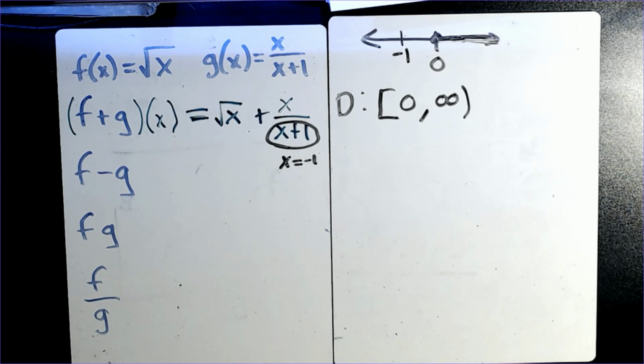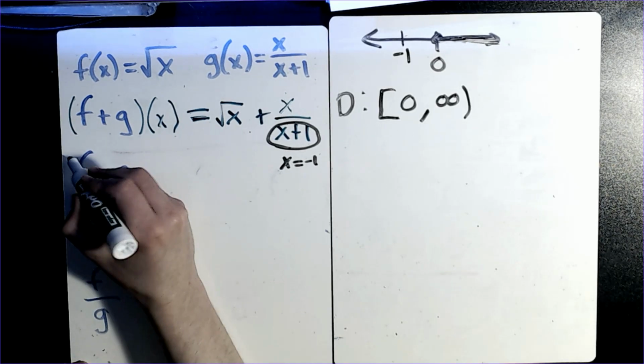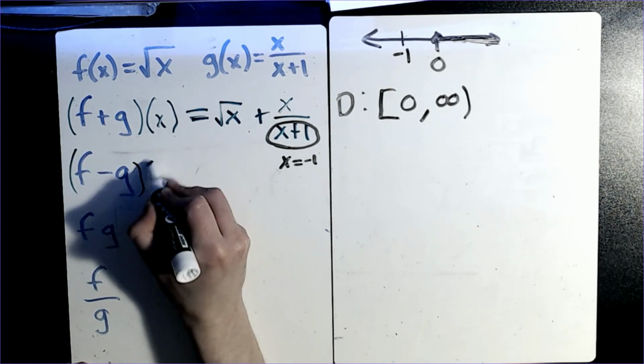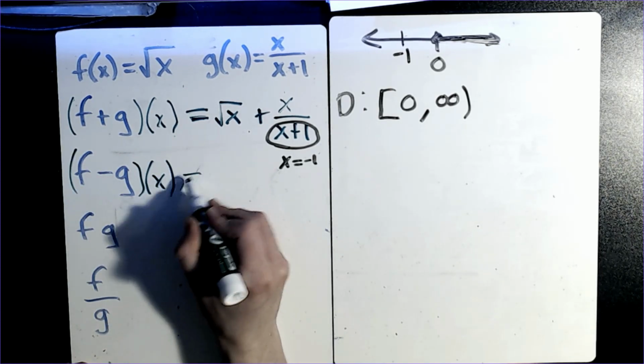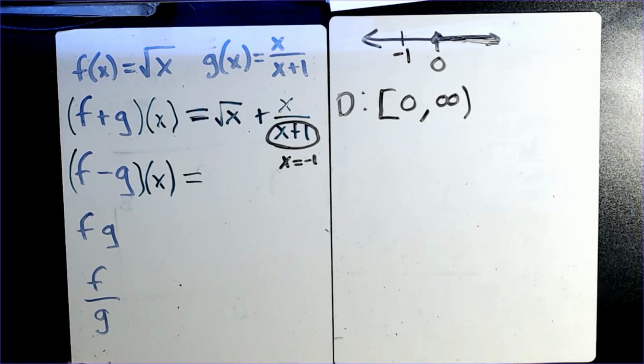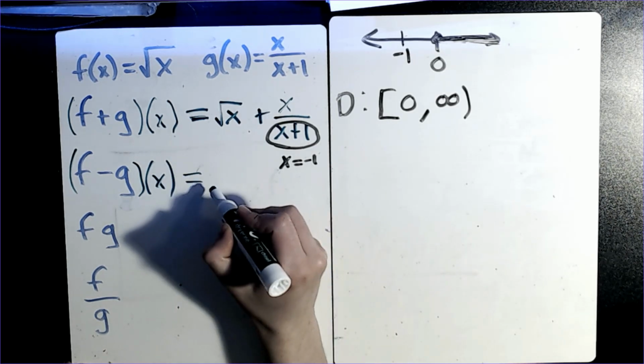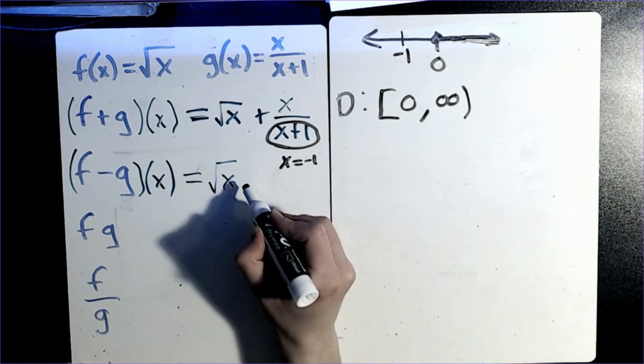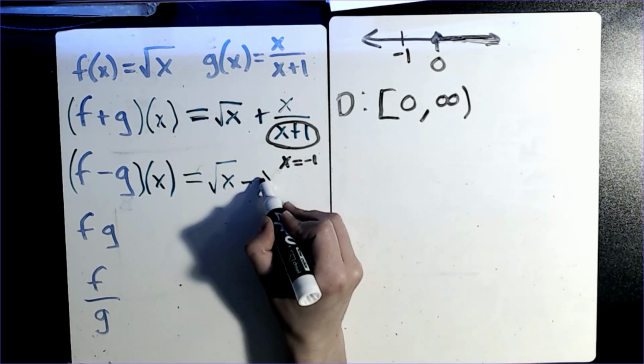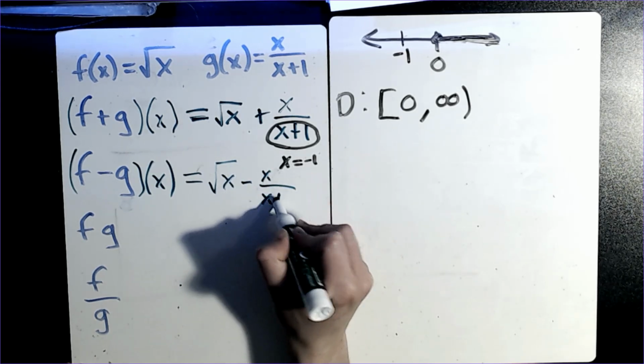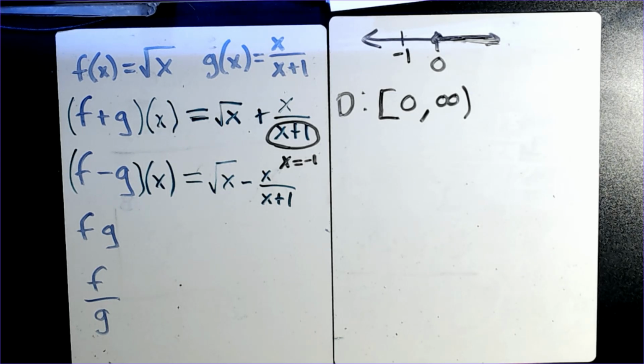Okay, let's go back and do the same thing for subtraction, multiplication, and division. Subtraction is going to be the same sort of thing that we just did, only instead of adding, we're going to subtract, as you might expect. So just subtract the two functions from each other.